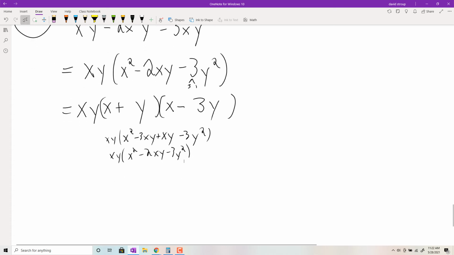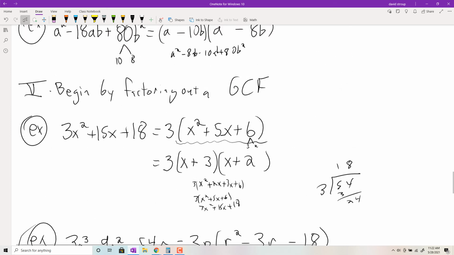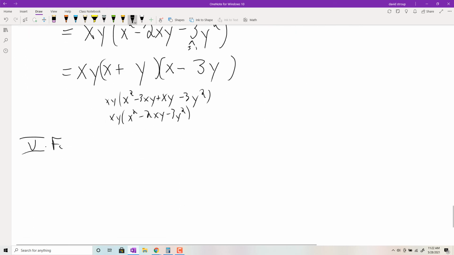Okay, the last thing we will look at is sometimes you want to factor out a negative because you want the leading coefficient to be positive 1. So that's just the way we've been learning things. Okay, so factoring, section 5 and 6. Factoring out a negative.